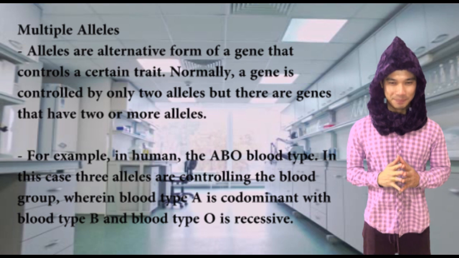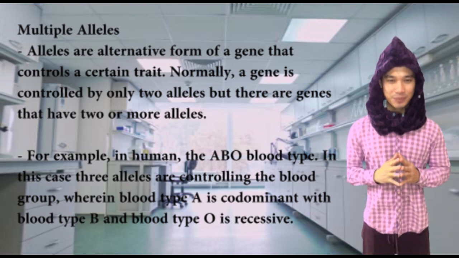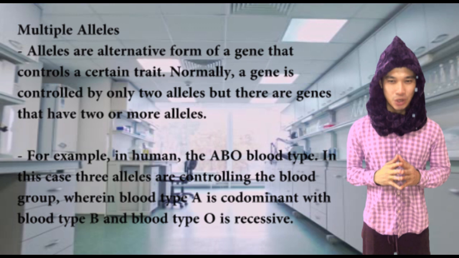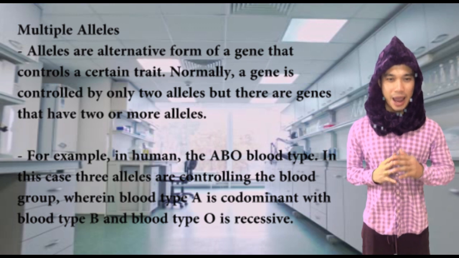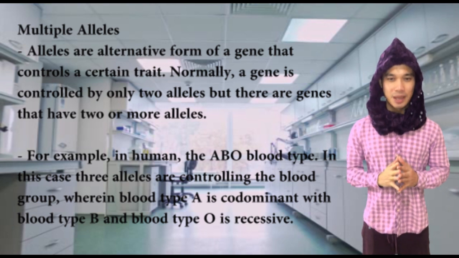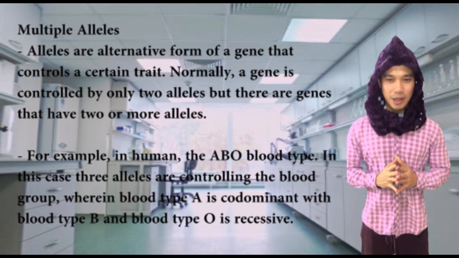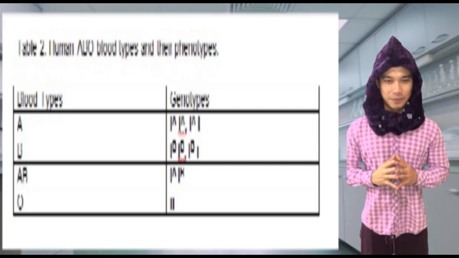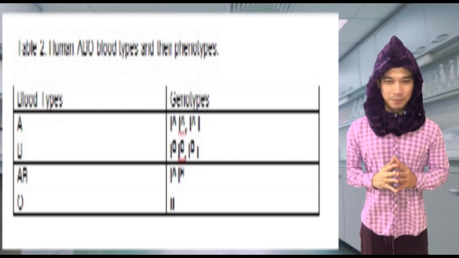For example, in humans, the ABO blood type, in this case, 3 alleles are controlling the blood group, wherein blood type A is codominant with blood type B, and blood type O is recessive. As shown on the table is the human ABO blood types and their phenotypes and genotypes.